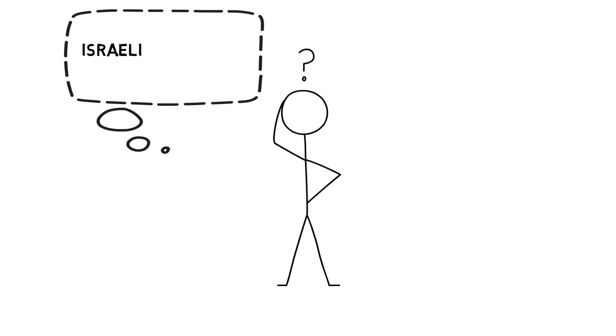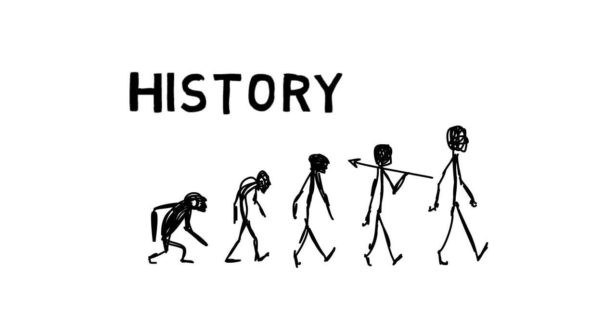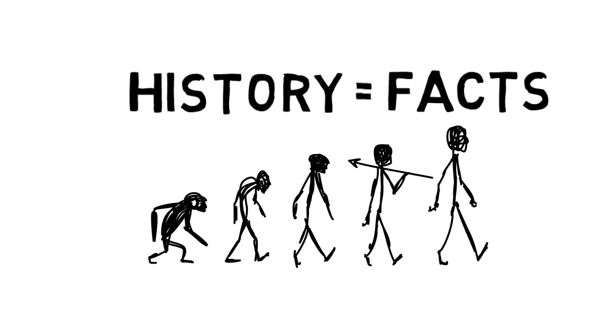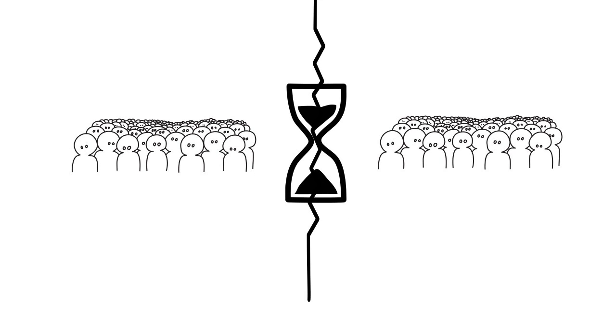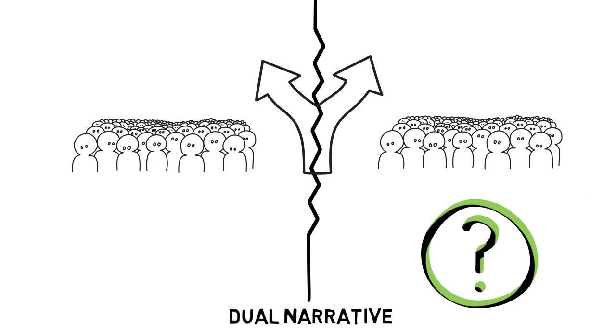When most people try to understand the Israeli-Palestinian conflict, they try to look at the history of the two nations as a set of absolute facts. The problem with this approach is that the two nations perceive history completely differently. This is how the dual narrative approach was drafted. What does this mean exactly?